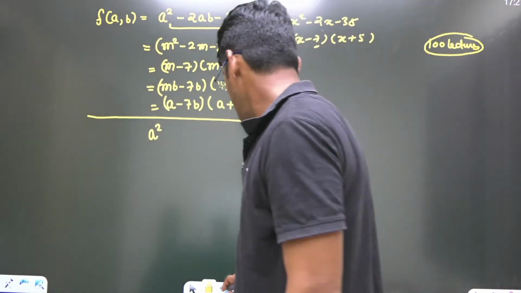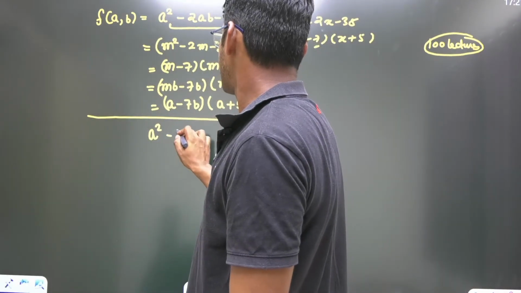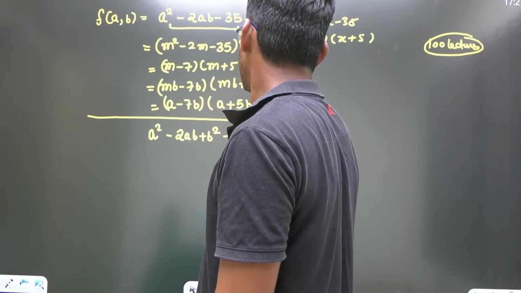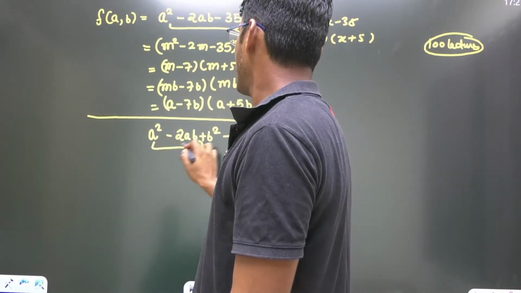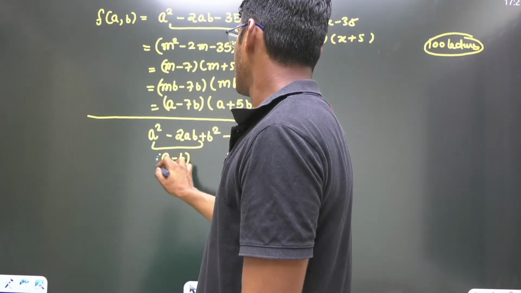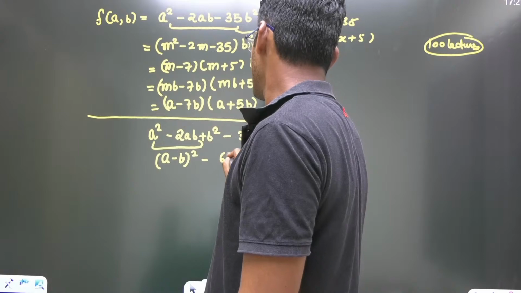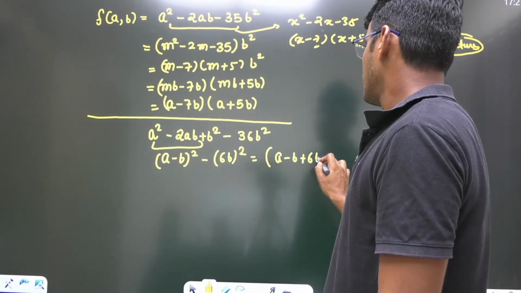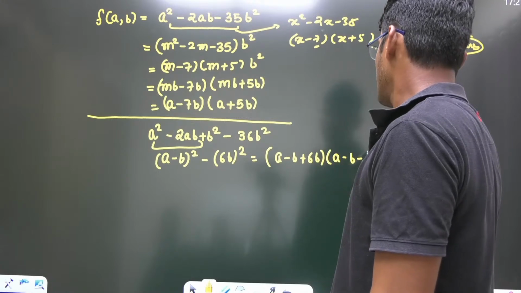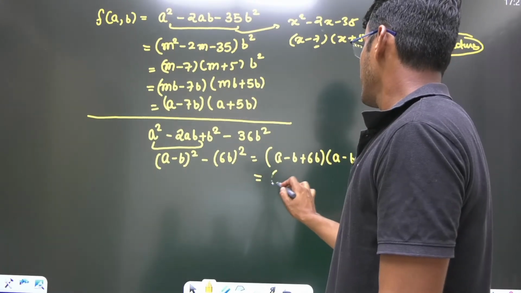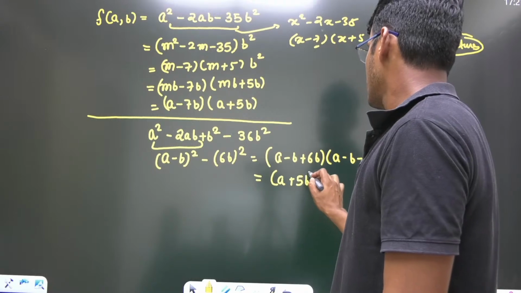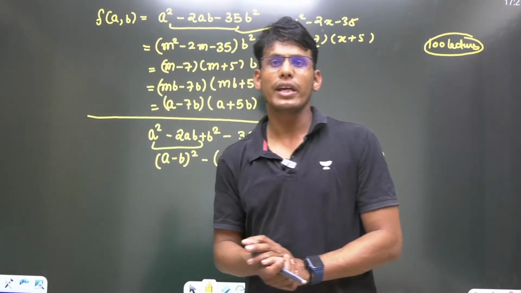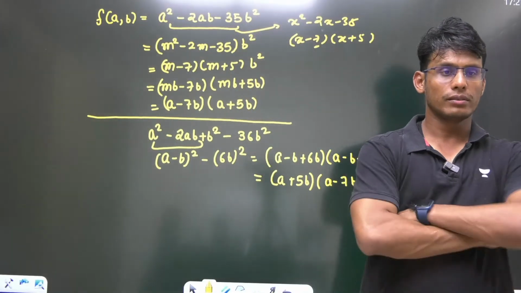Now, another method is this, completing the square. Here you can use this. This is very elegant. You have a minus b square here, minus 6b whole square. So you can write it as a plus b, a minus b. So you have a plus 5b here, a minus 7b here. This is the answer.